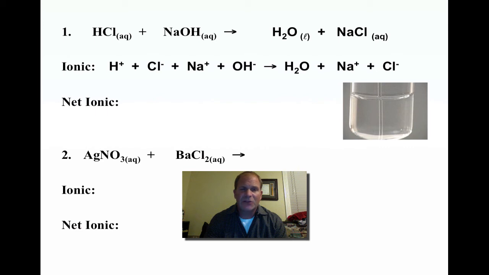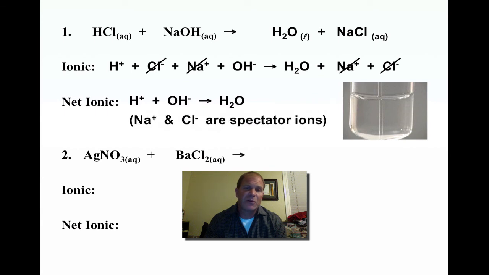Next, I'm going to ask you to get rid of what we call the spectator ions. And those are the cations and anions that show up on both sides. In this situation, it's chlorine and sodium. And when I get rid of the spectators, then what I have remaining is what I call my net ionic equation. And so in this situation, my spectators, sodium chloride, are gone, and I end up with H plus OH minus yields water. This is an example of a neutralization reaction.